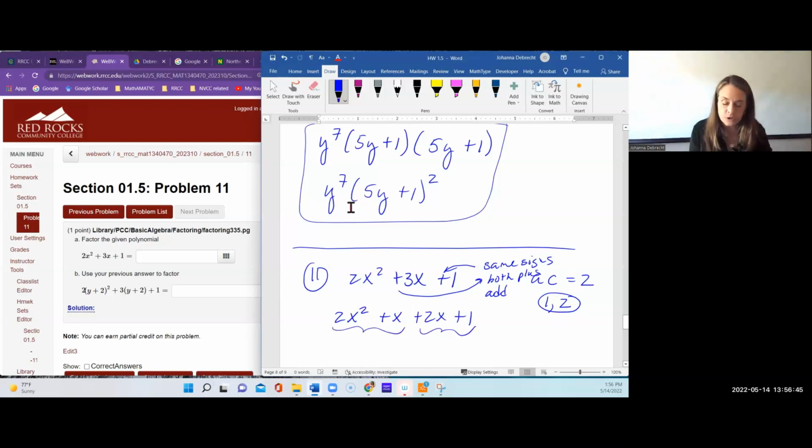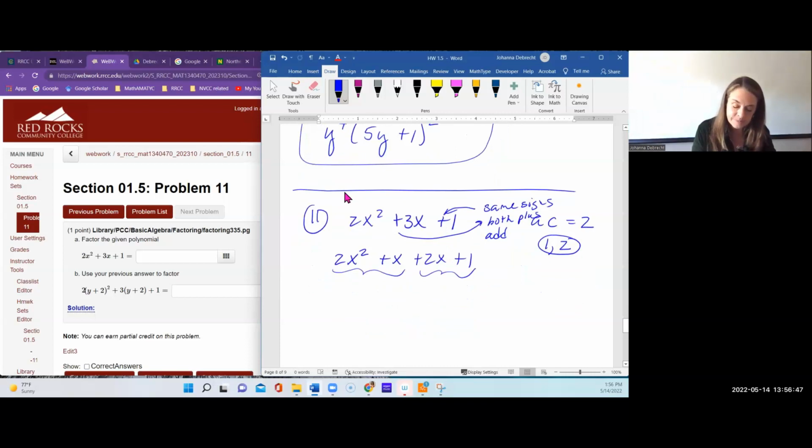You can also use the trial and error method. This would give me x times 2x plus placeholder 1 plus, well, the second one doesn't have a common factor. So take out a 1 and leave it as 2x plus 1. Then the 2x plus 1 is common, and that leaves behind an x plus 1.